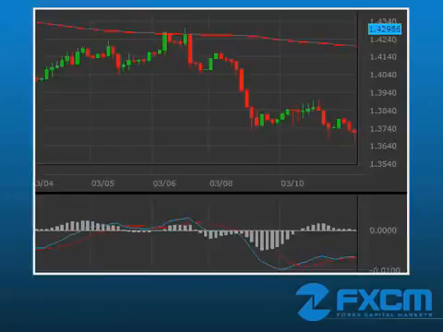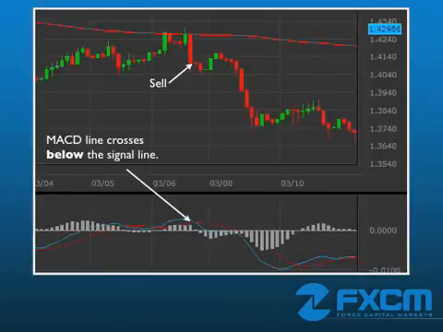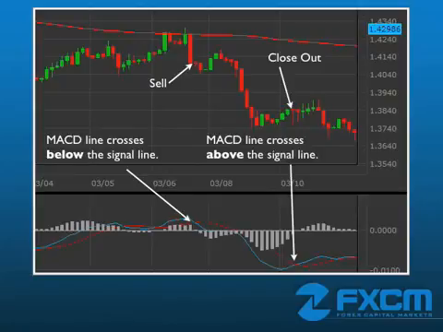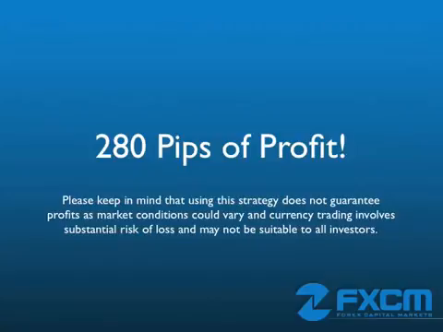Okay, here's another one. We can sell here at this cross and wait for this cross to get us out of the trade. Once again, a nice trade with a profit of about 280 pips. Now, applying this strategy in the same manner as I've described does not guarantee profits, but I think many of you will find this to be a good strategy to experiment with.